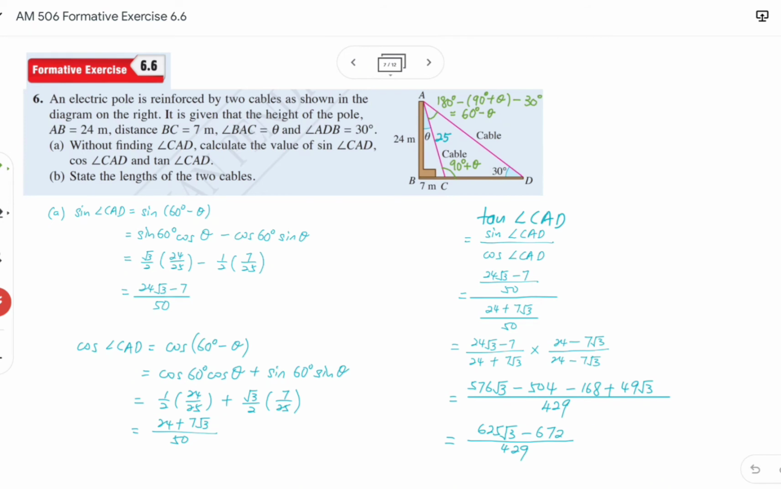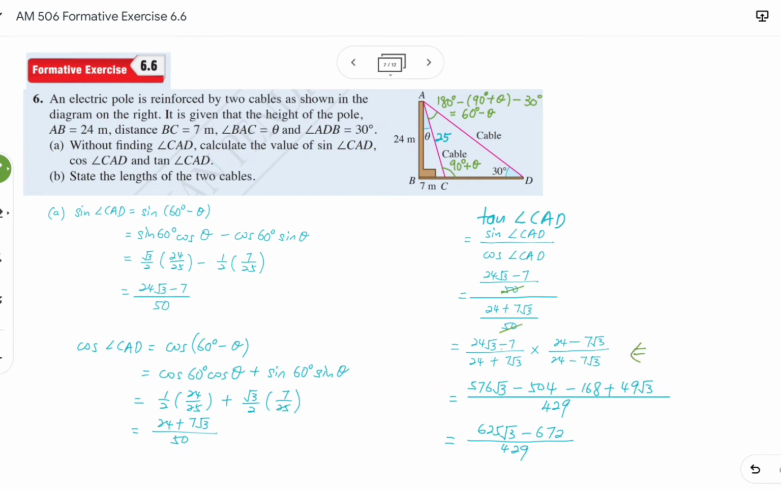Then tangent of angle CAD. So tangent of angle CAD, we can just use sine over cosine. Okay, sine angle CAD over cosine angle CAD. So we get 24 root 3 minus 7 over 50 divided by 24 plus 7 root 3 over 50. We substitute these two values inside. And with the same denominator, we can cut off the 50. So we get 24 root 3 minus 7 over 24 plus 7 root 3.